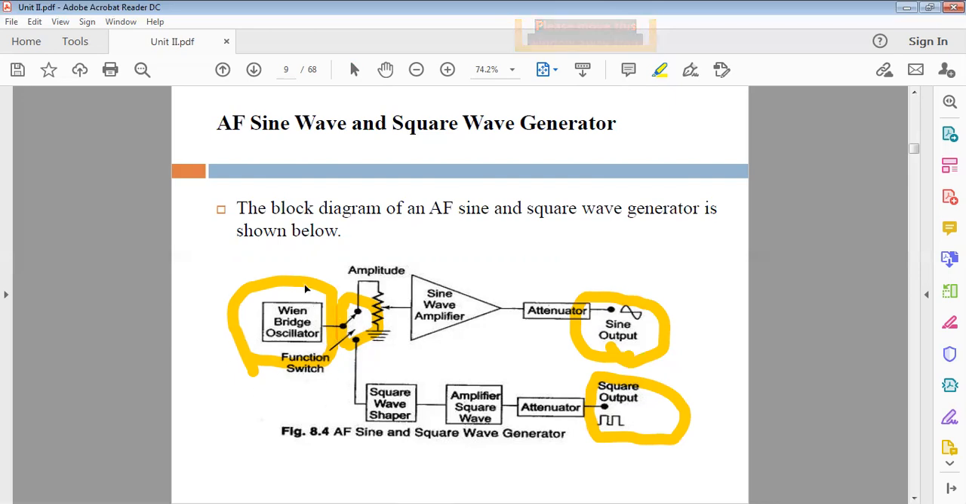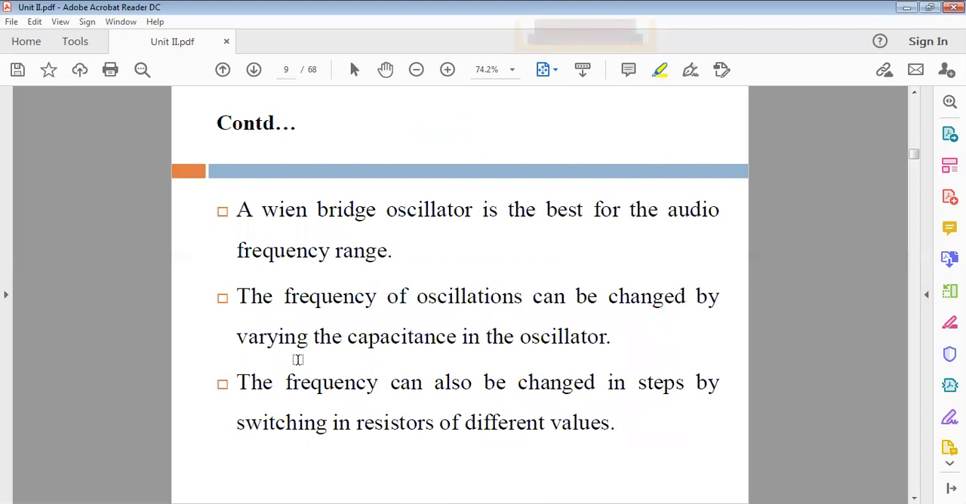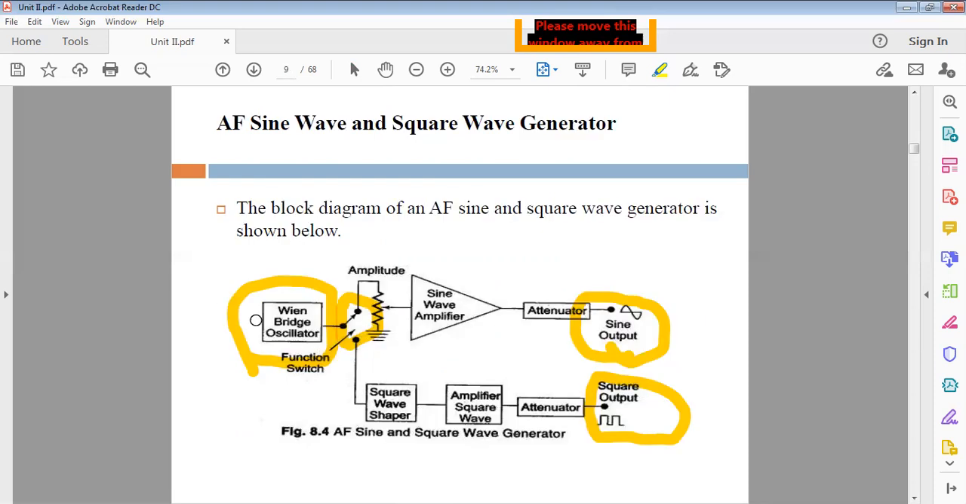So in the Wien-Bridge oscillator, as it is the best suitable for the audio frequency range, we are using the Wien-Bridge oscillator. And in this the frequency of oscillations can be varied. In the Wien-Bridge, I'll repeat again.